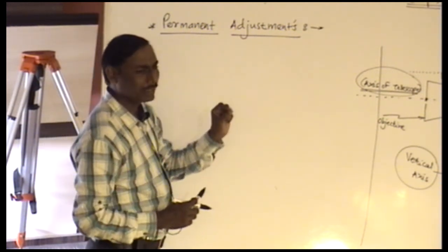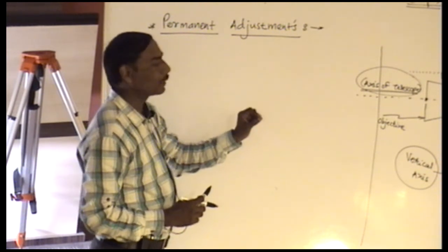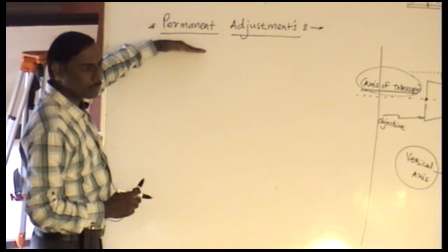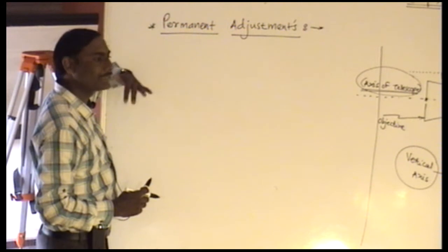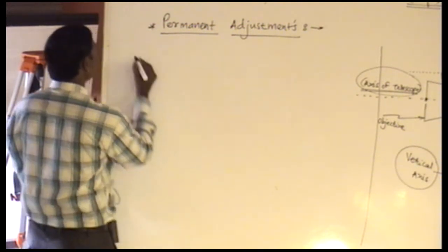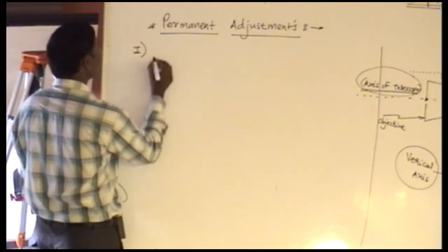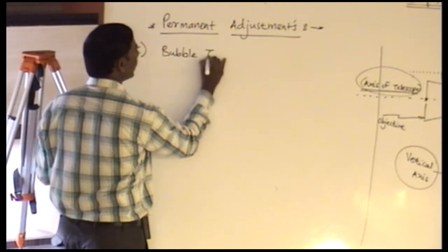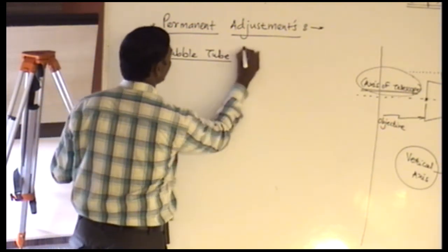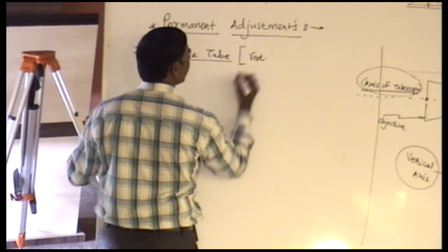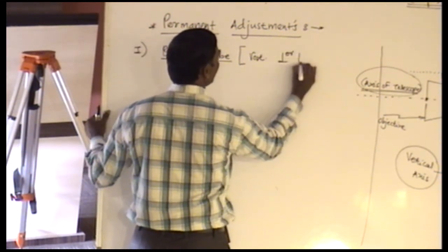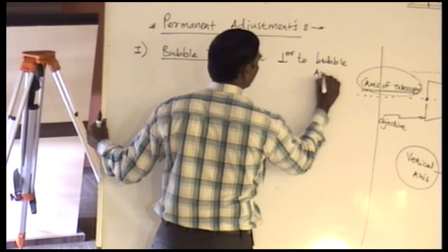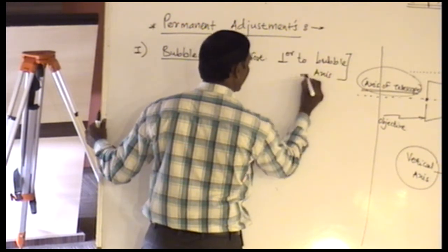But if something happens so that these relationships do not hold good, then there is a need for permanent adjustments. Of course, whether there is a need can again be checked by the surveyor. So there are three adjustments we are going to see today. The first one is called the adjustment of bubble tube, wherein we are going to check whether our vertical axis is perpendicular to the bubble axis. So this is the relationship we are going to check.